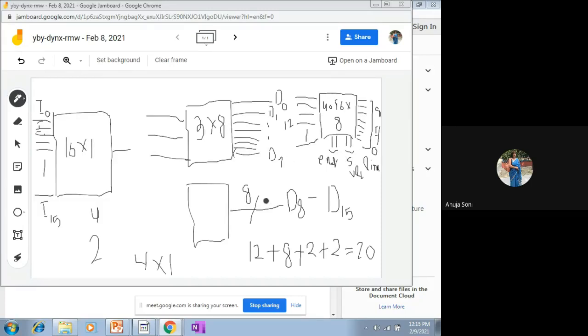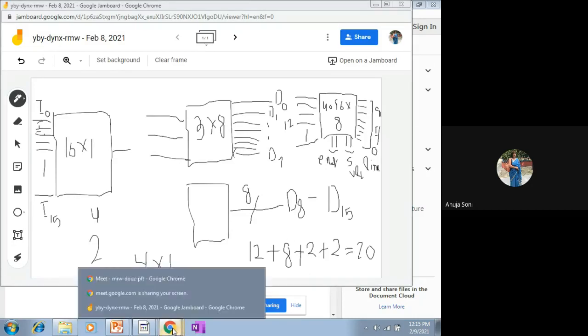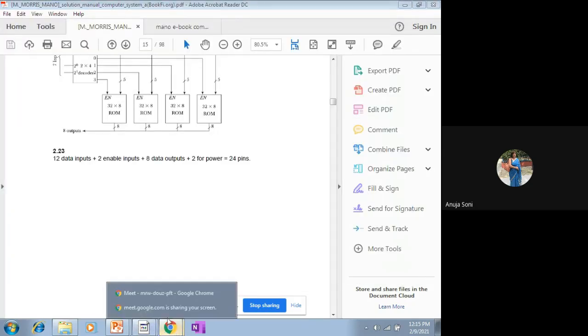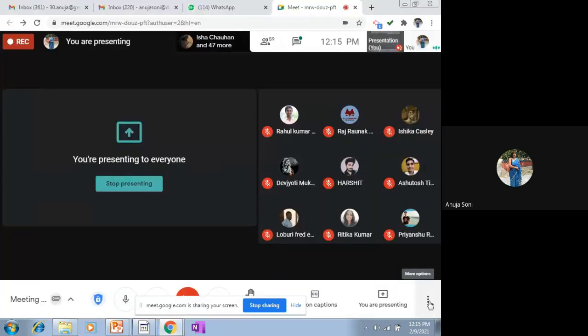And similarly, you need to mention the number of pins needed to construct that kind of diagram. So this way you have to solve this question as and when it is given.